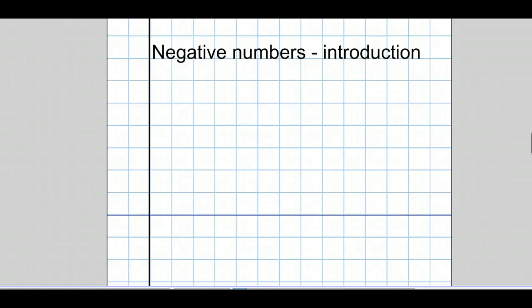Hello there. I'm just going to give you a brief introduction into negative numbers. Question 1. What's 5 take away 2? 5 take away 2 is 3.